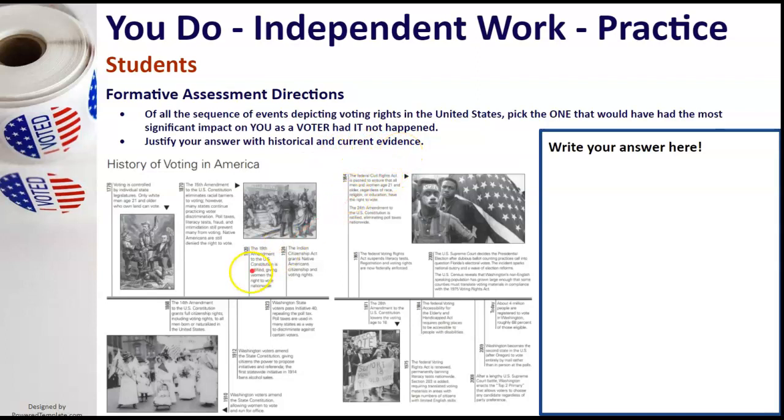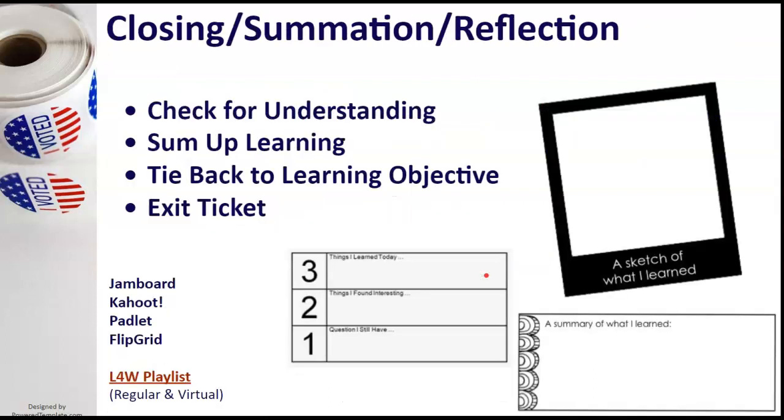So, for example, I'm going to pick the 1920, the 19th Amendment. Had the 19th Amendment never happened, I would not have the right to vote. And then I would go on to justify my answer with historical and current evidence. So that's an example, ladies and gentlemen, of how we've looked at the I do, we do, you do. We've had the flip.